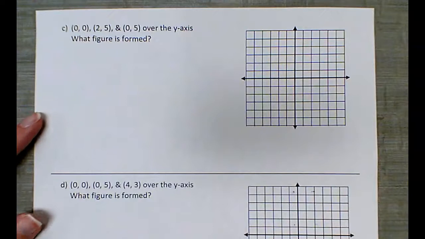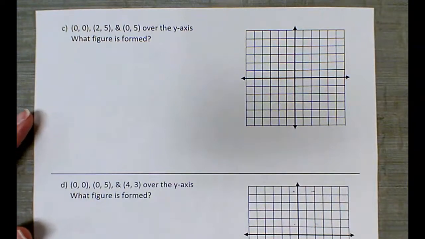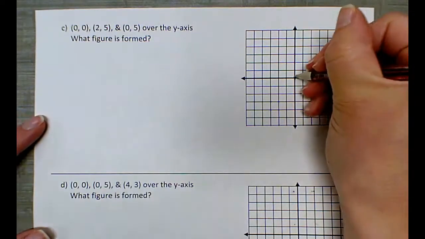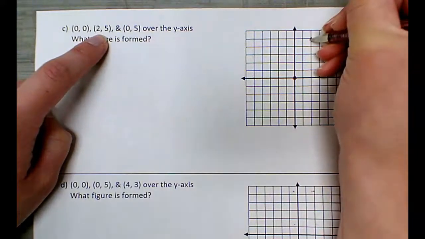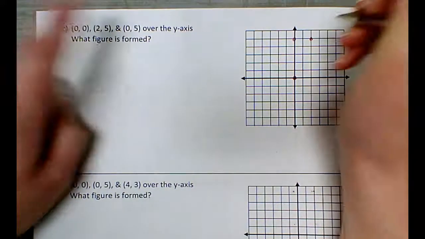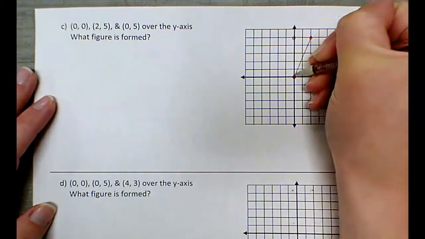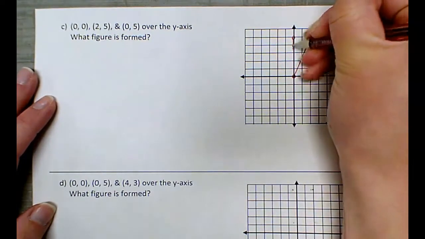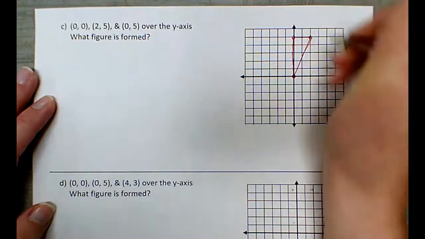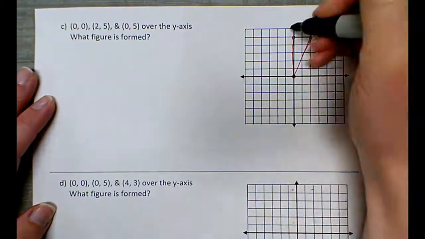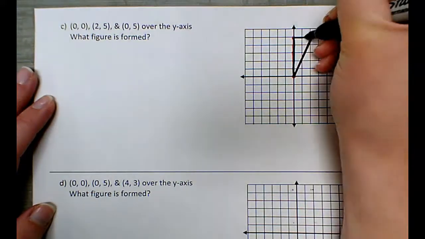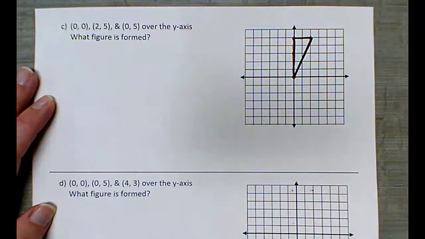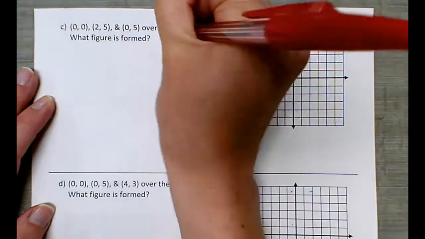Example 1c, there are 3 points, which means our original figure is going to be a triangle, because 3 vertices means 3 sides. The origin, 0, 0, the point 2, 5, and the point 0, 5. So I have my figure here. Let me go ahead and make it a little bit bolder. Okay.